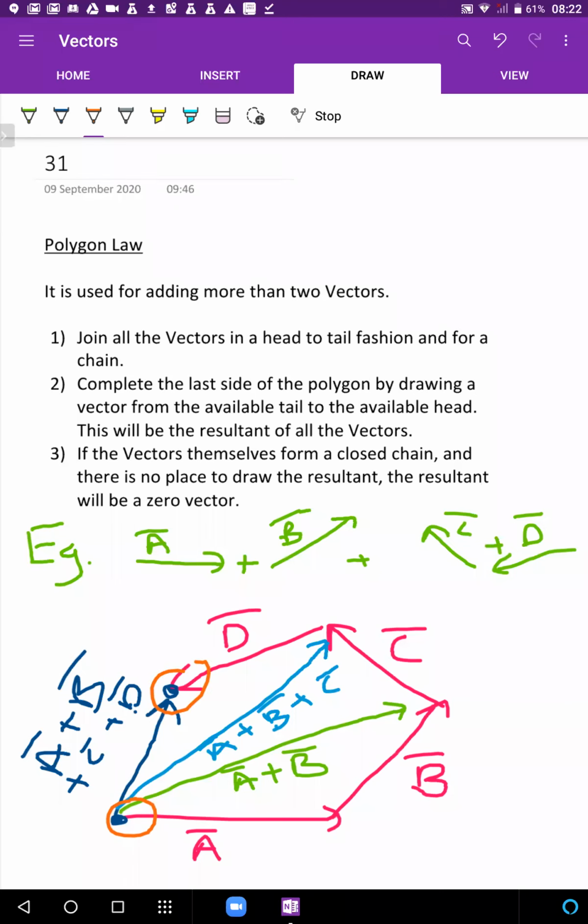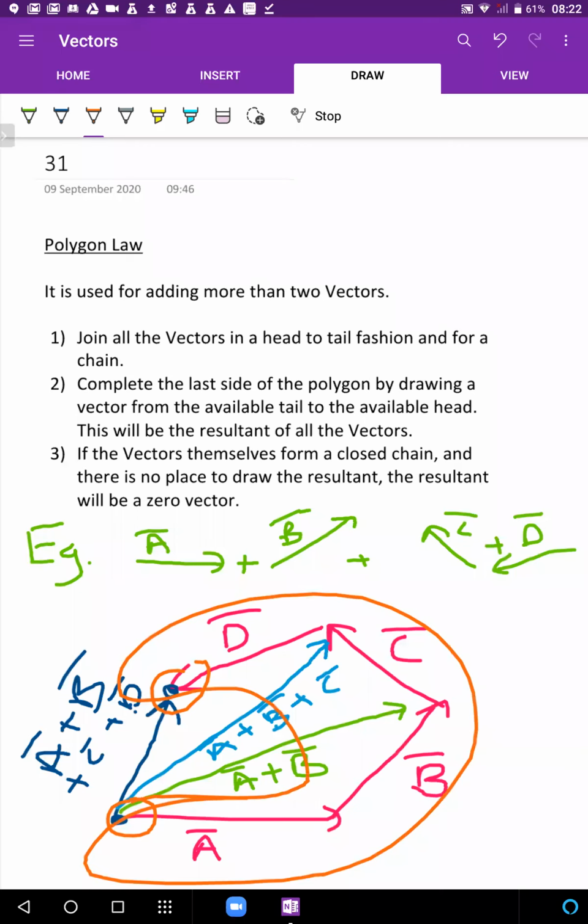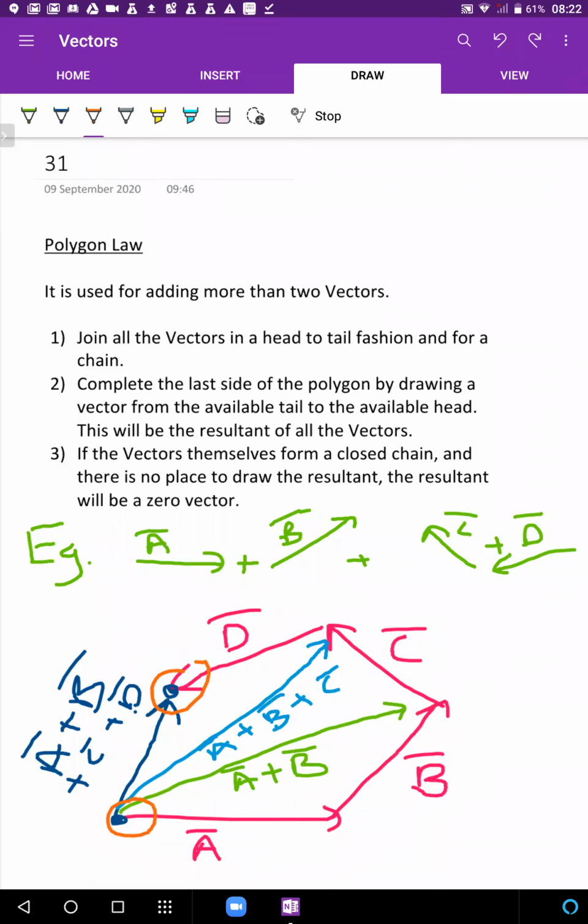It's in the opposite order, from the available tail to the available head of the chain of vectors that you have created. Okay. So these are the first two steps. From here, we get our resultant. There is one more interesting instruction here: if the vectors themselves form a closed chain and there is no place to draw the resultant, the resultant will be a zero vector. We'll talk about that as well, but for now, we'll explain the first two statements.